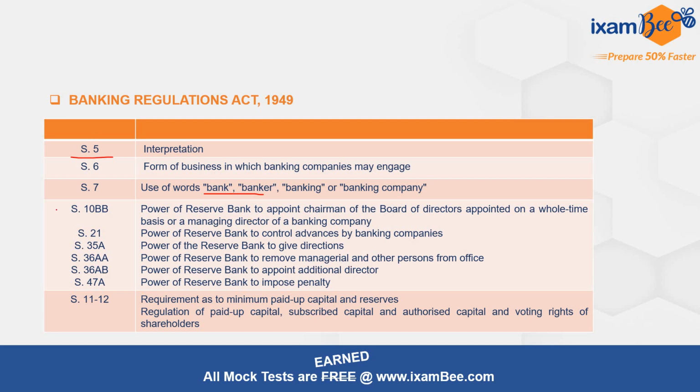Then you can see here Section 10BP, Section 21, 35A, 36AA, 36AB and 47A. These are some of the very important powers with respect to the Reserve Bank of India which it has been vested with under the Banking Regulation Act. So under the Banking Regulation Act, the Reserve Bank has been given some important powers, whether with respect to controlling the advances by the banking companies or with respect to giving directions, imposing penalty and all those things. That power has been given to the RBI under this particular act. All these sections are very important, and you have to study them thoroughly.